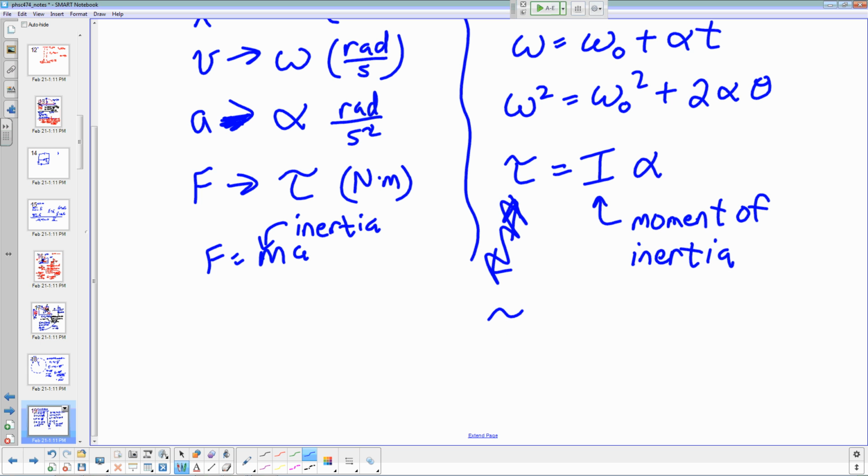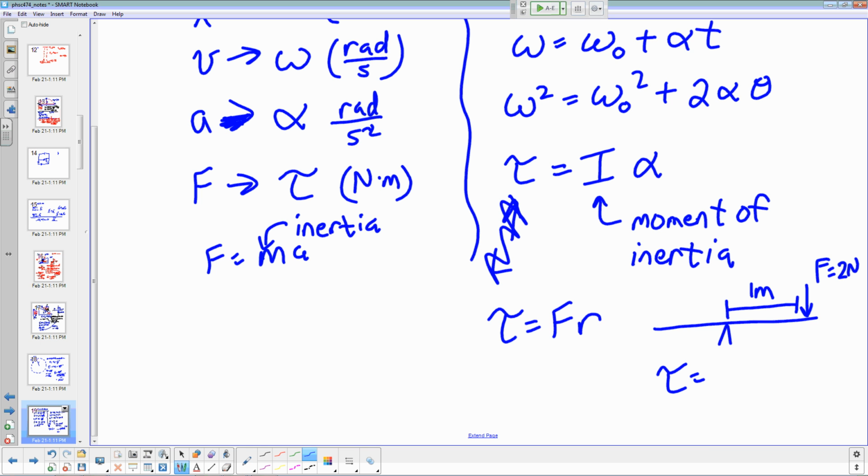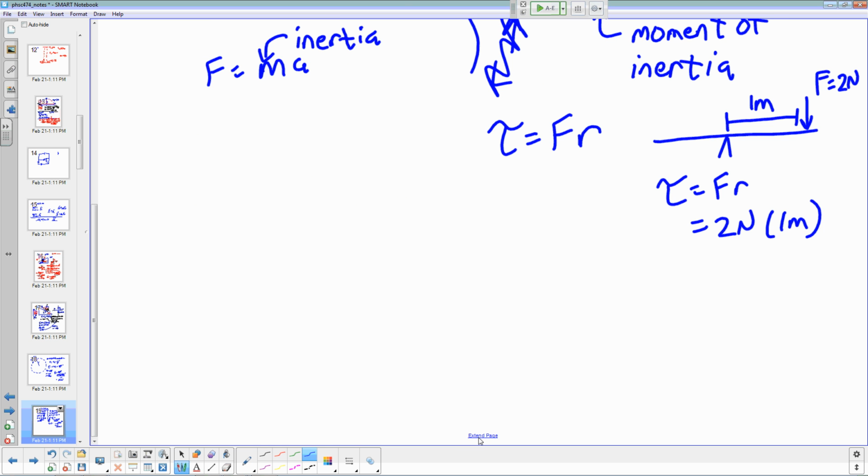Torque is also equal to F times R. I like to think of this as a radial force, like a force applied at some lever arm. So for example, if I have a seesaw and I'm applying a force here, say 2 newtons, at a distance from the center of 1 meter, then I get a torque equal to 2 times 1. That's F times R, 2 newtons times 1 meter. So these are 2 different ways to come up with the torque, and this would be equal to 2 Newton meters.